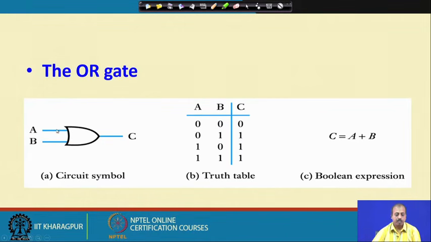So, OR means whenever at least one of the inputs is equal to 1, output will be equal to 1. So, this is happening here. You see, whenever A or B, at least one of them, is equal to 1, output C is equal to 1. So, we get C equal to A plus B. This is the Boolean expression and this is the truth table. Again, the same thing, this is a 2 input OR gate.